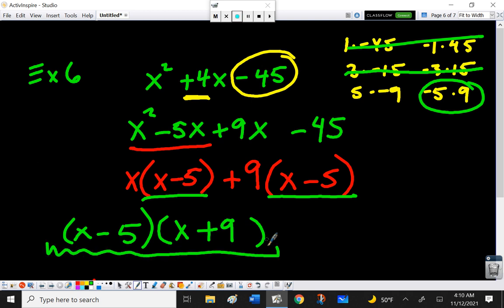Now in class, I'm going to go over this method, but I also want to remind everybody that there's another method, and it's called guess and check. But we'll be doing that in class.